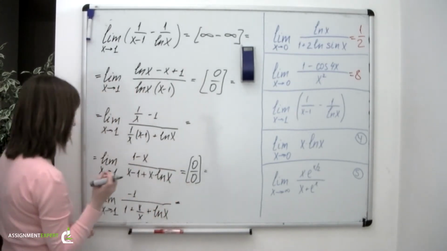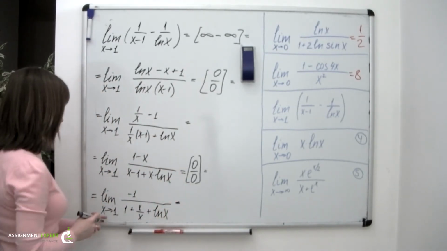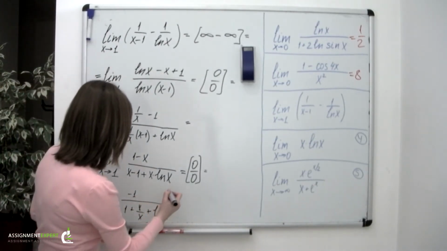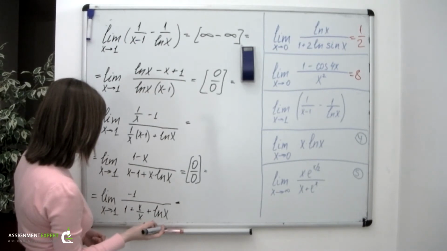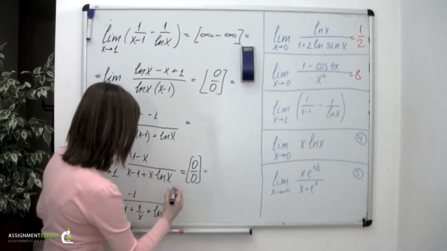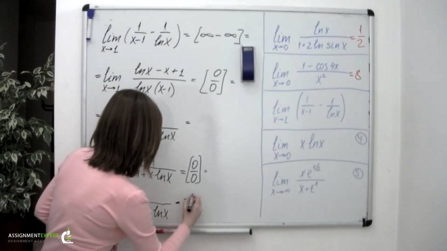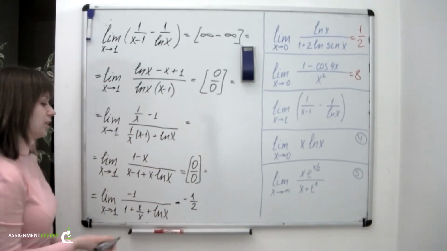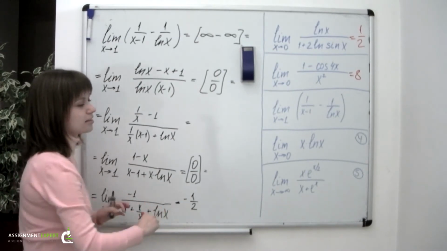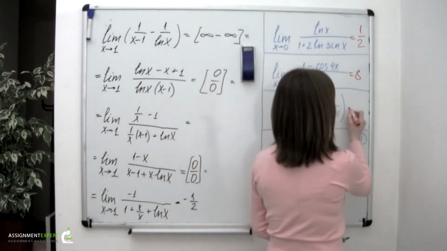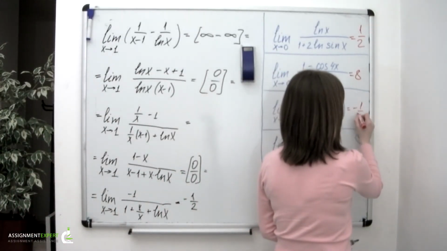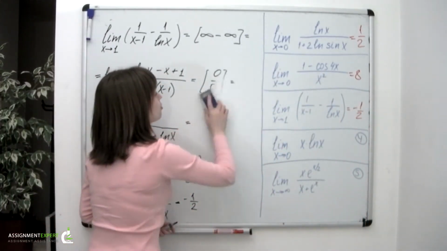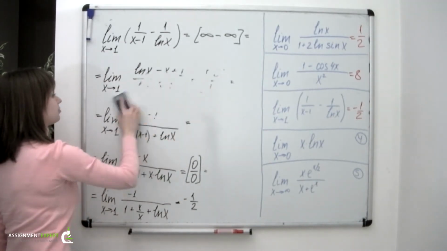Now we can take a chance and substitute x into this expression, and we'll see that what it gives us is simply -1/2. So -1/2 is our third answer. And we have two more to solve.